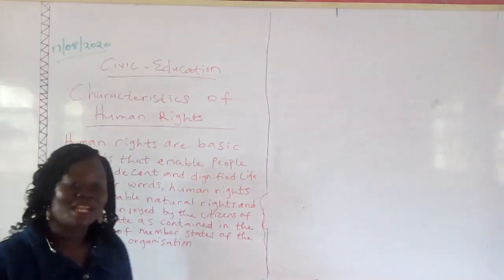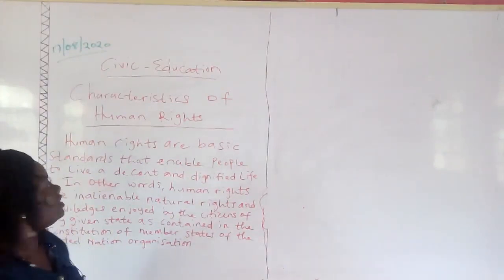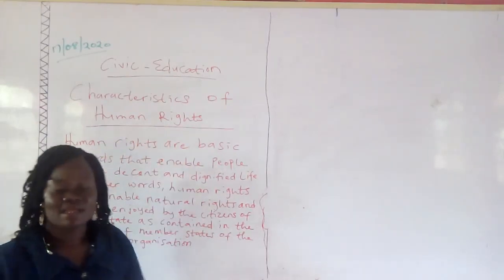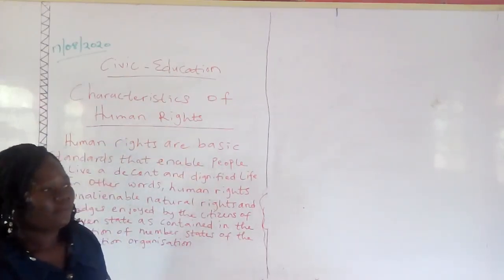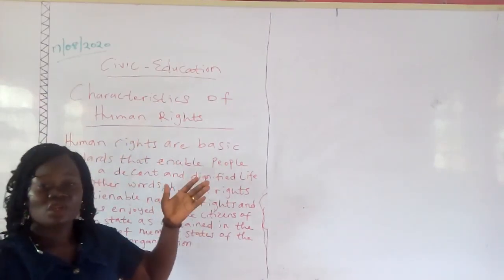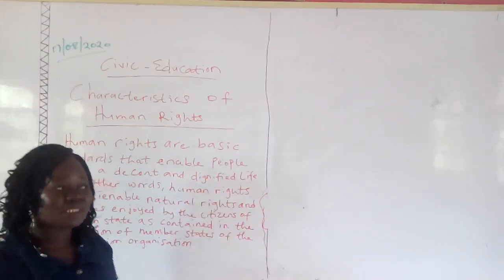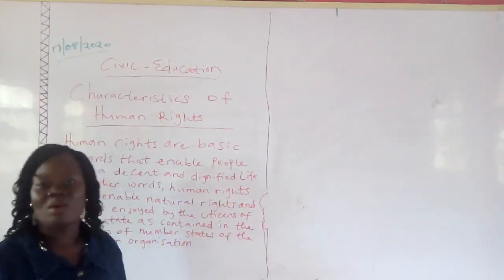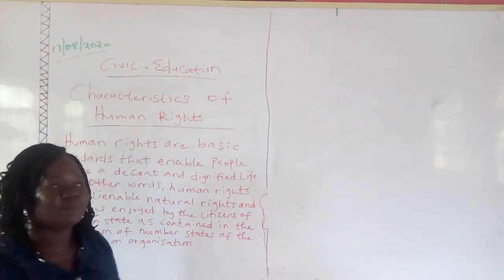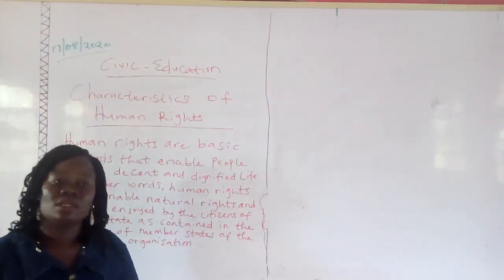This is Civic Education class, and today we are looking at a new topic, which is characteristics of human rights. As a reminder, in our past classes, right from GS1, GS2, GS3, SS1, we have been treating human rights, the features of human rights, and the types of human rights that we have, and we just want to build upon what we have learned.